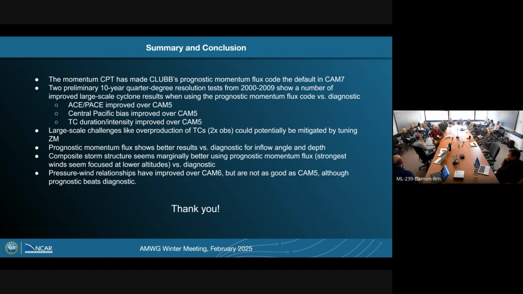I think if we can figure out how to tune CLUBB to the prognostic momentum flux, if you sit a little shallower, the inflow angle will... I think we could boost it right up. Could you tune that with individual storms? They don't have to run 10 years? Probably.